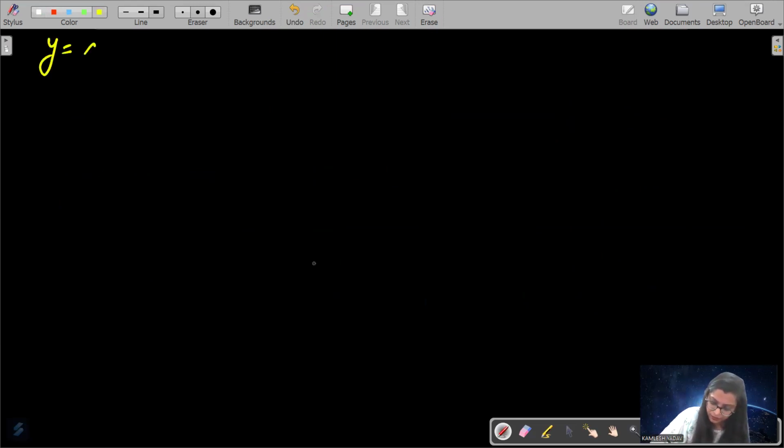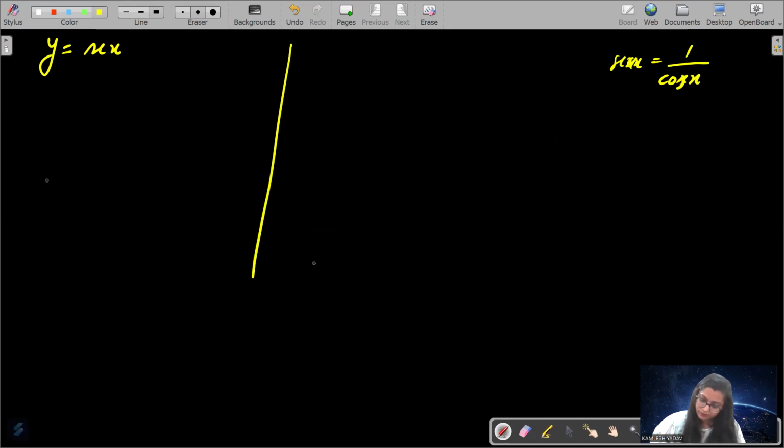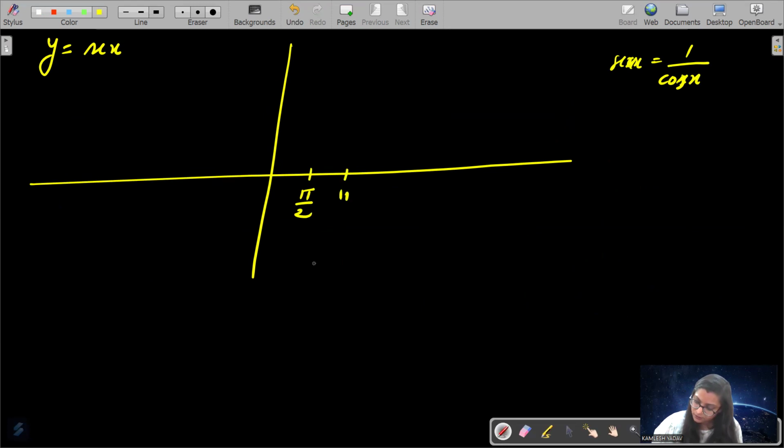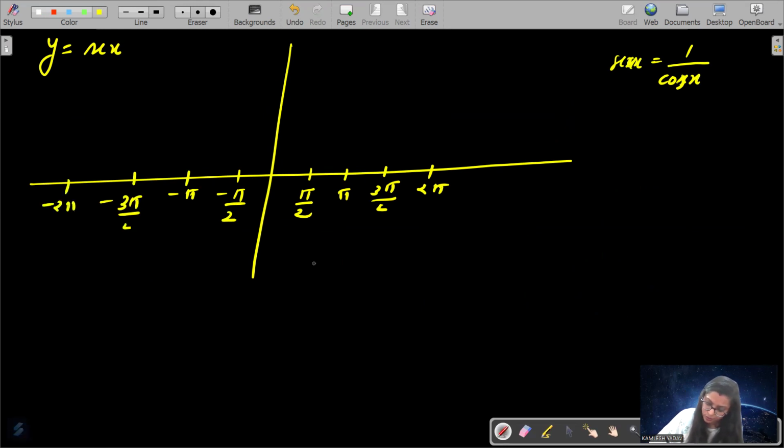Y is equal to sec x. And from trigonometric identities, we know that sec x is equal to 1 upon cos x. So first we draw the graph, mention the point. Next 2 pi, then similarly on the minus axis, minus pi, minus 3 pi by 2 and minus 2 pi.